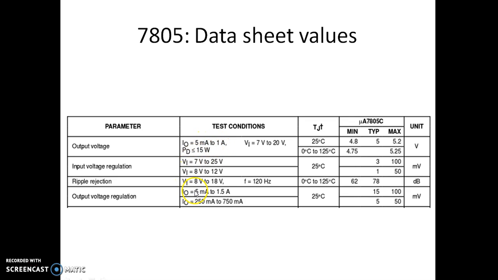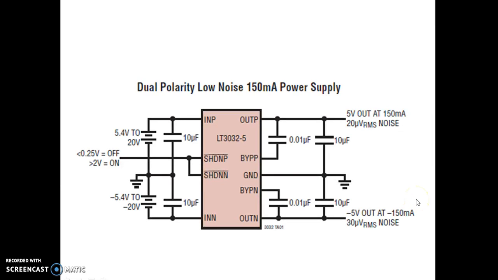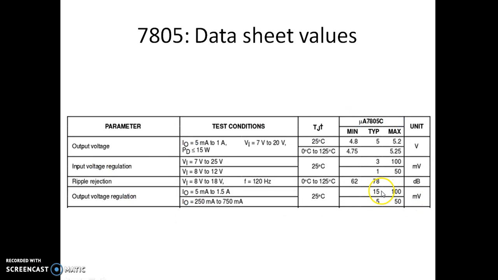And you can see similarly the load regulation. If the current I0 varies from 5 milliampere to 1.5 ampere, you can see the change in the output voltage is hardly 15 millivolt typical. You can have a maximum of 100 millivolt change in the output voltage. Usually this voltage change should be as small as possible, which is pretty good in case of 7805. It is only 15 millivolt change if the current changes from 5 milliampere to 1.5 amperes.